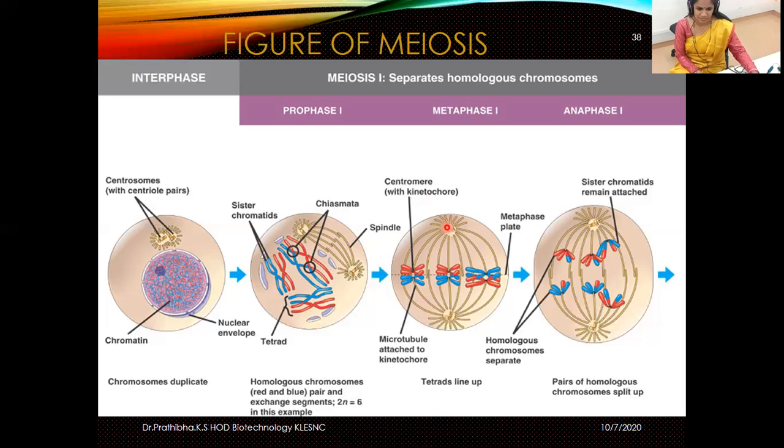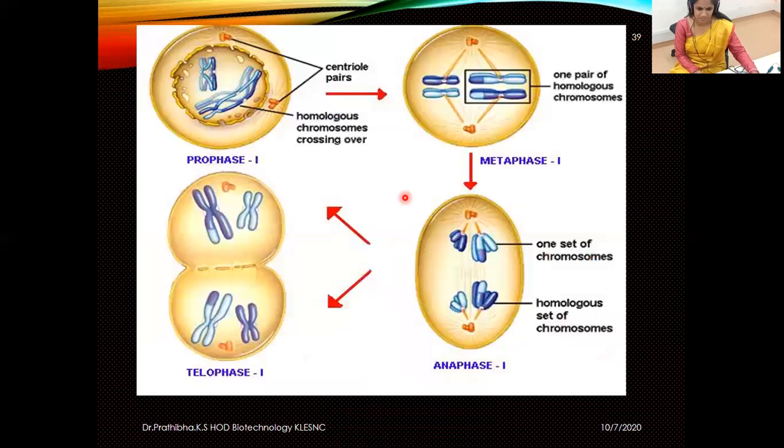You can see the metaphase plate. Whereas in the anaphase first, homologous chromosomes separate from each other, okay? After the metaphase, the pair of homologous chromosomes split up and move apart. You can see sister chromatids remain attached to the particular spindle fibers.